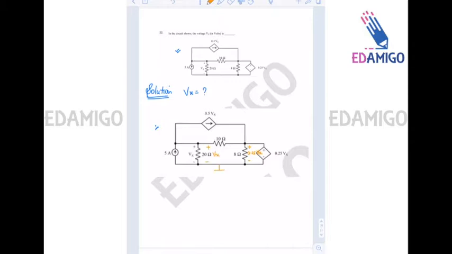Let us assume that this is grounded. This whole node is at ground potential. So this will be at Vx. This is at 0.25 Vx. So the voltage drop across this is 0.75 Vx. Okay.